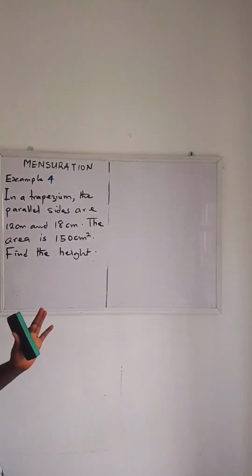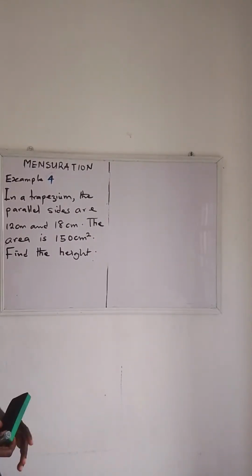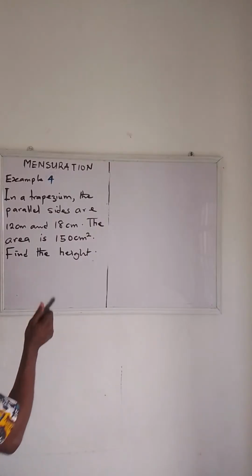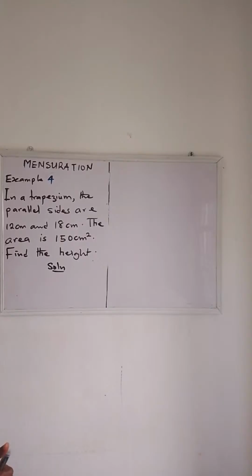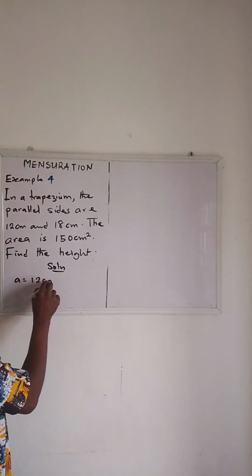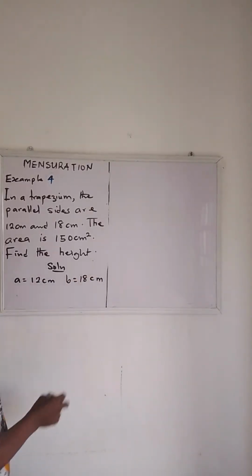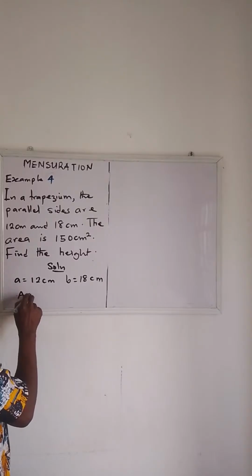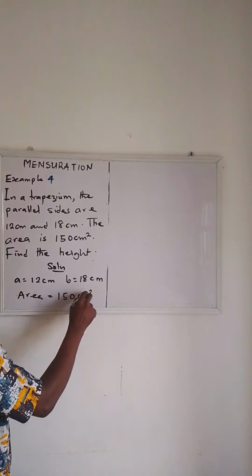So what I need to know is the formula for finding area of a trapezium. Once I know that, I don't have any issue. Now let's look at the question. In a trapezium, the parallel sides are 12 centimeter and 18 centimeter. So you are given two sides. So let's say side A is 12 centimeter and side B is 18 centimeter. All right, and the area has been given to be equals to 150 centimeter square.